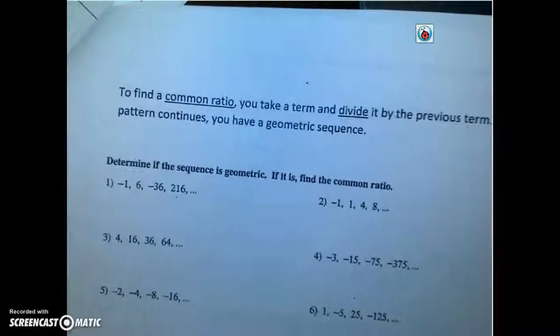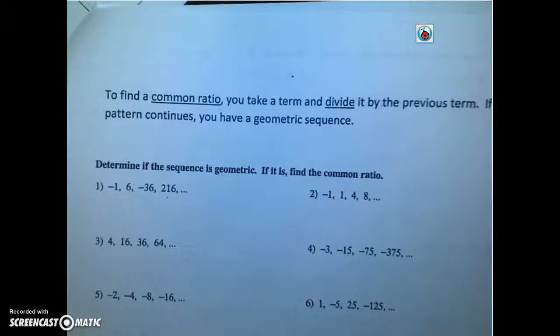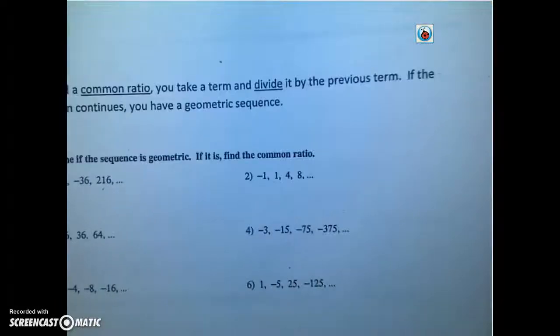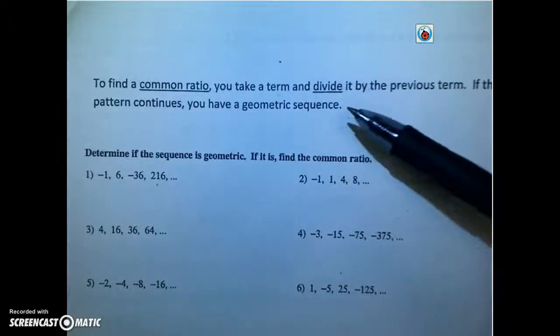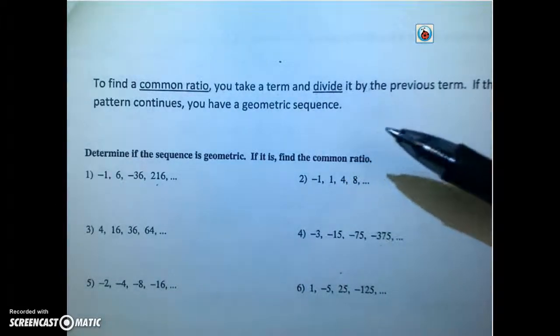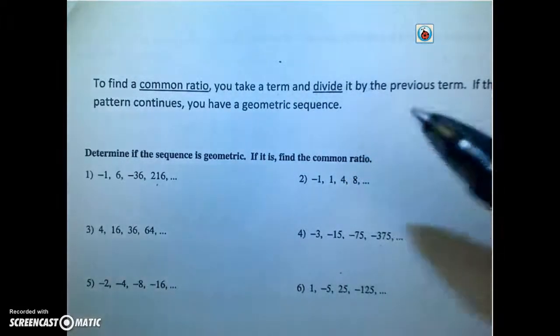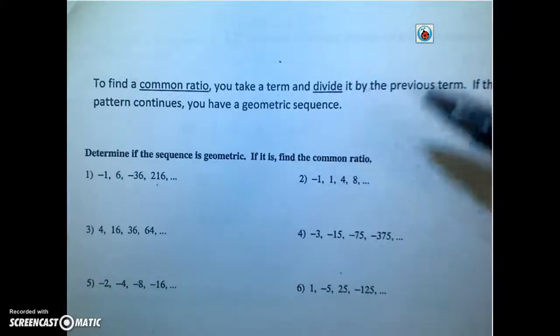All right, so this is getting on to our common ratio. It says to find a common ratio, you take a term and divide it by the previous term. If the pattern continues, we have a geometric sequence. So this is something to keep in mind: if you ever can't identify what your common ratio is, take a term, divide it by the one before it, and it'll tell you what that is. Okay? So here, let's see, we're going to search for a certain one.